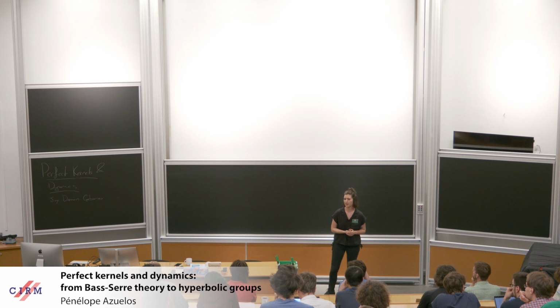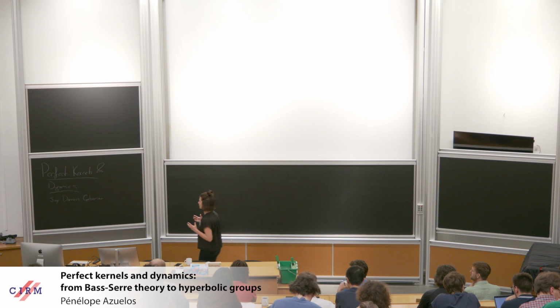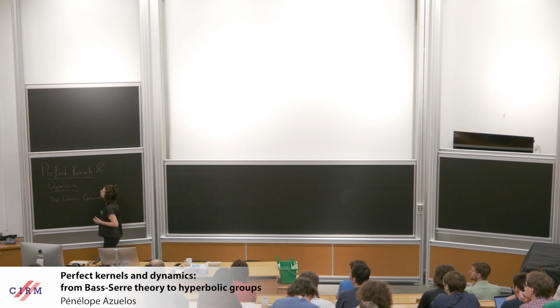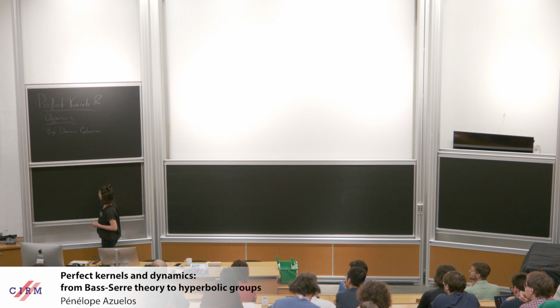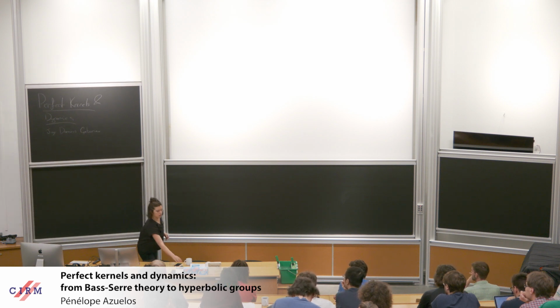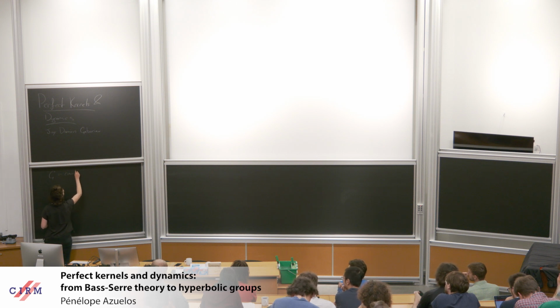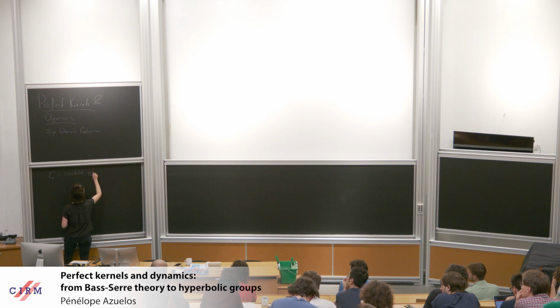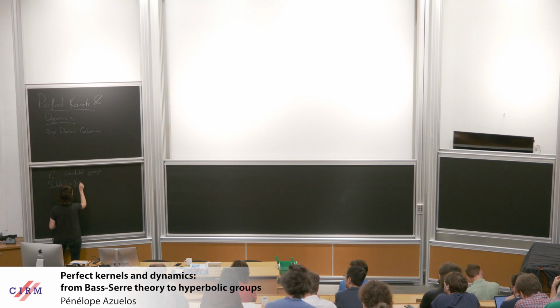And we'll see that a lot of these properties have topological consequences when we view the space of subgroups as a whole. So let me start with some notation. Throughout, I'll denote by G a countable group, and it will usually be finitely generated. And by Sub G, I mean the set of all subgroups of G.